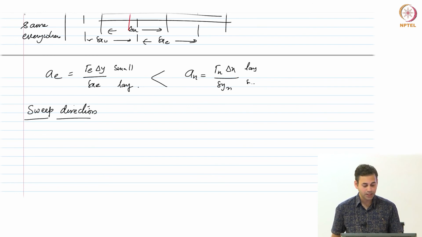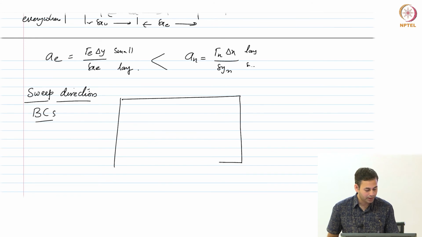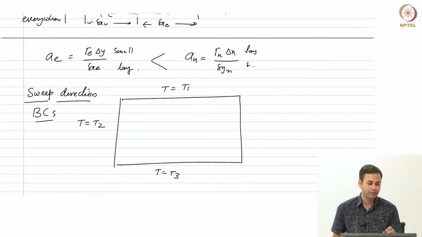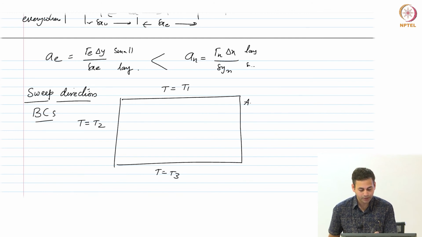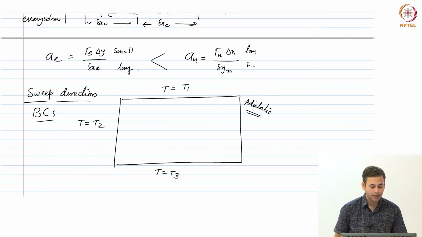Now how do we say this? For example, coming to the boundary conditions, let us say we have a rectangular domain like this, on which we have isothermal boundary conditions on three faces, and then on one of the faces on this side we have an adiabatic boundary condition. These are the boundary conditions that we have. In this scenario, how do we choose the sweep direction?